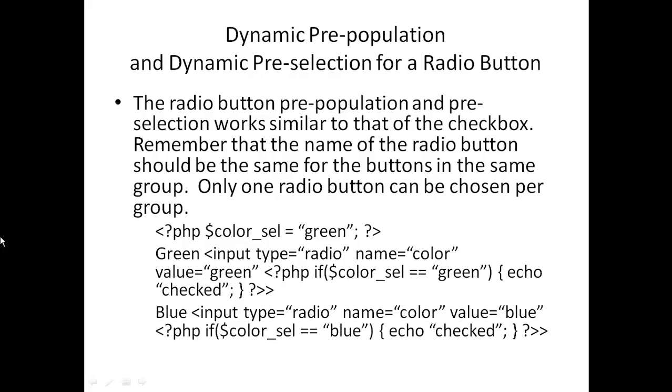Alright, now for a radio button. It works similar to that of a checkbox, but remember the name of the radio button should be the same for the buttons in the same group. Only one radio button can be chosen per group. So this is what we're doing. It's pretty much identical to the checkbox.